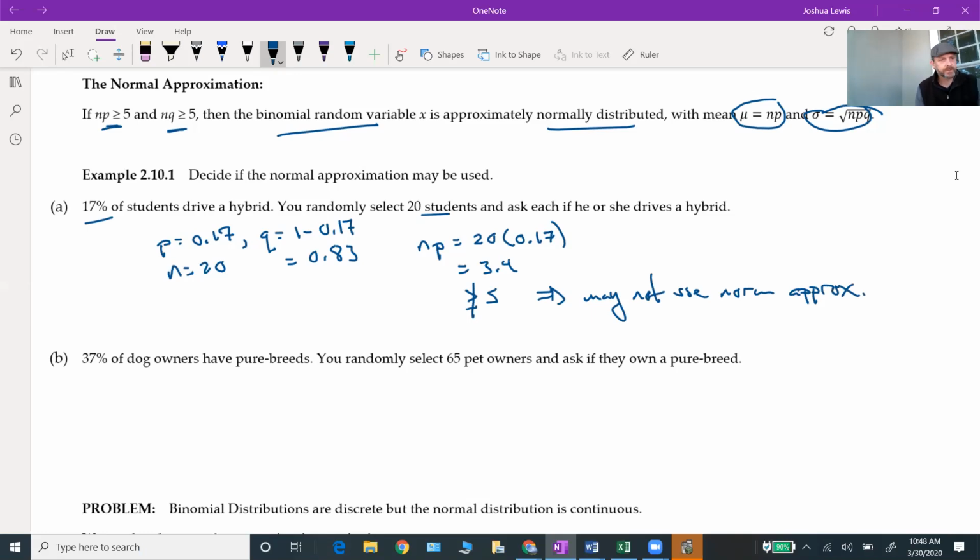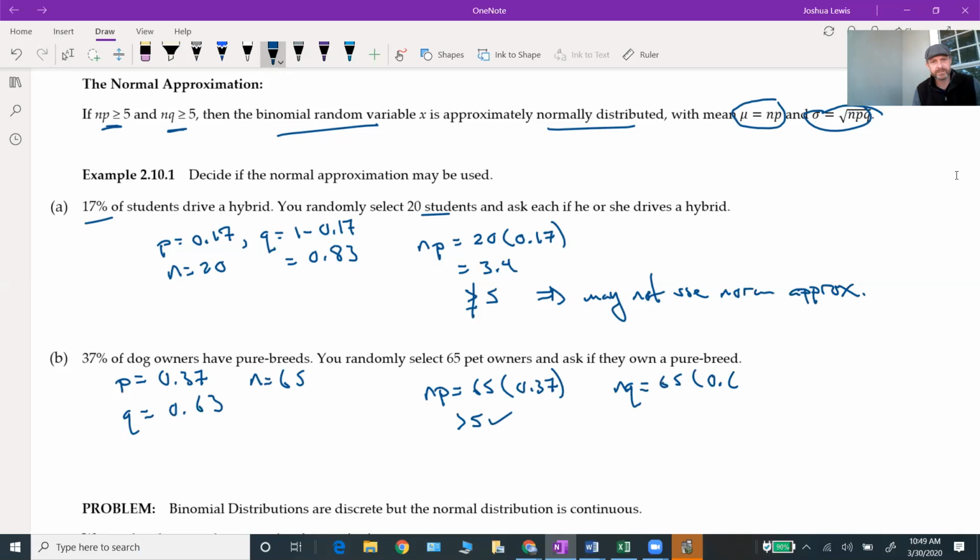How about this one? 37% of dog owners have pure breeds. So there's my p, it's 0.37. My q is going to be 0.63. And then my n is 65. Well, np is 65 times 0.37. And is that greater than 5? Yeah, we can tell without even looking, right? So don't worry about what it actually equals. What I really care about is whether or not it's larger than 5.